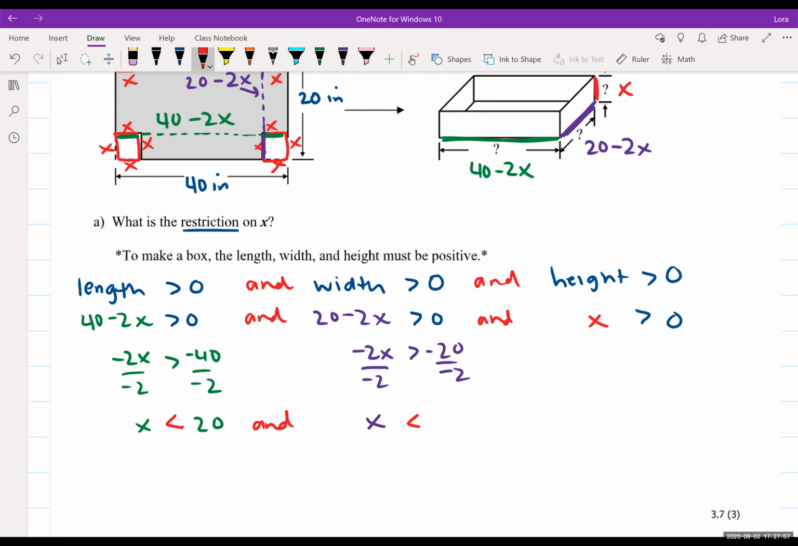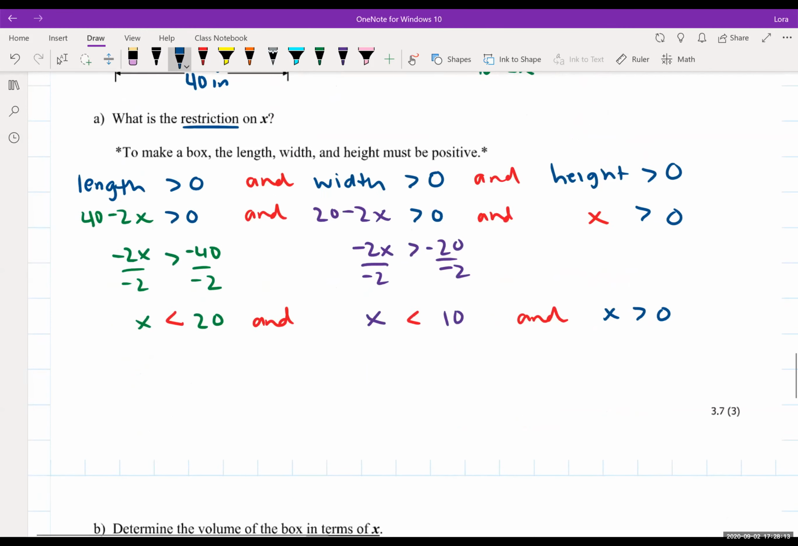So let's look at that. I'm going to write that down one more time. That's x is less than 10. So now, just to keep everyone on the same line, we're looking at x being greater than 0. So we can kind of see that. Otherwise, we don't have dimensions.